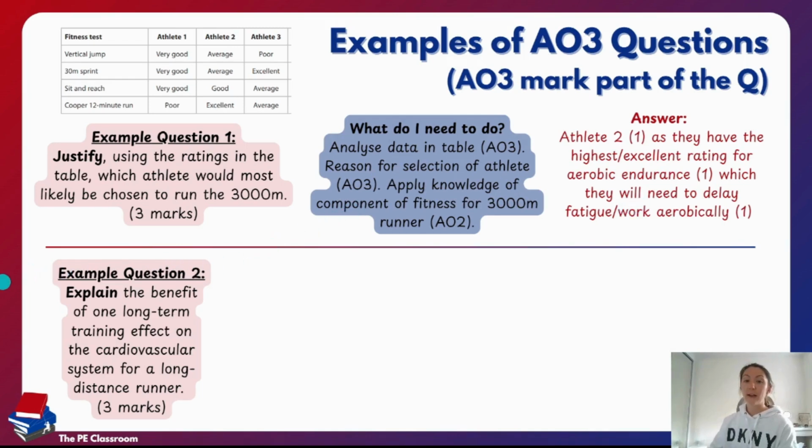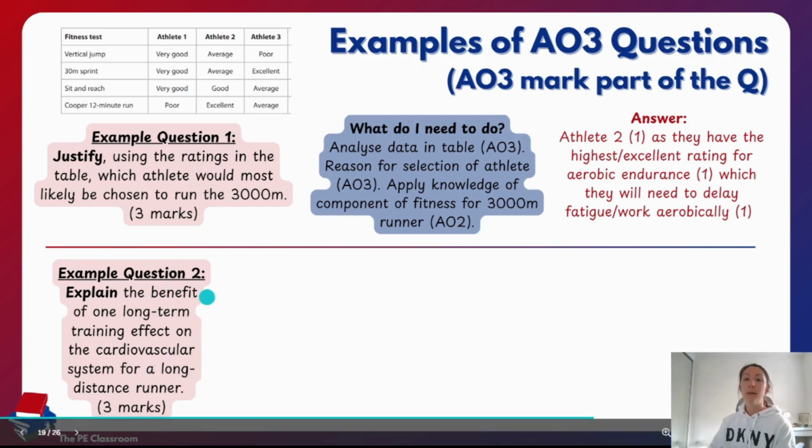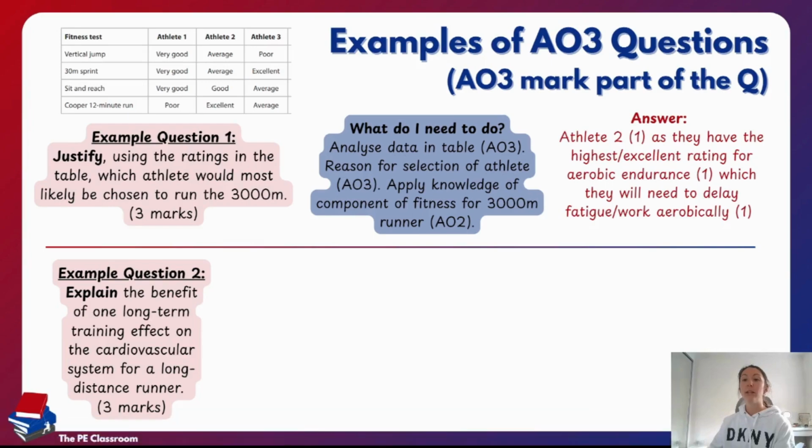Question 2 then, slightly different in terms of how you answer it. It's still worth 3 marks, so you know you need to roughly make 3 points. Firstly, you would need to demonstrate your knowledge of a long-term effect. So it says explain the benefit of one long-term effect of the cardiovascular system for a long-distance runner. So we recognise this as an AO2 or an AO3 question. It's asking us to explain the benefit of a long-term training effect. So first of all, we would need to identify a long-term training effect of the cardiovascular system.